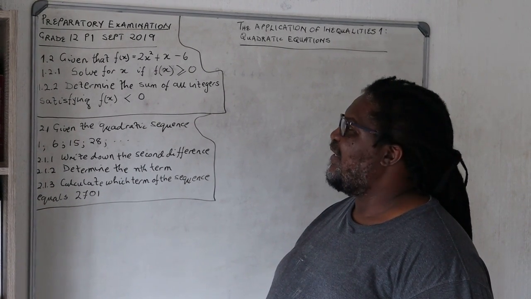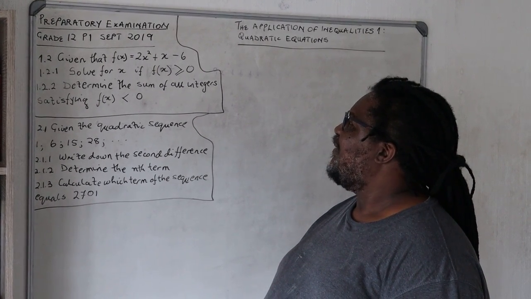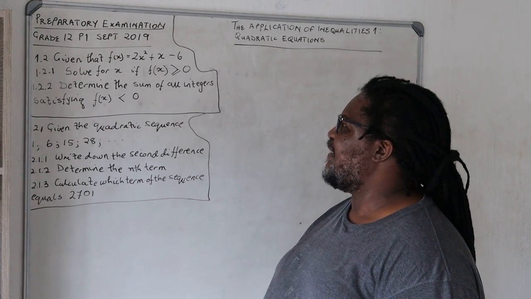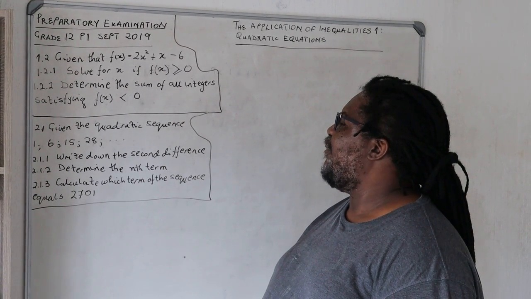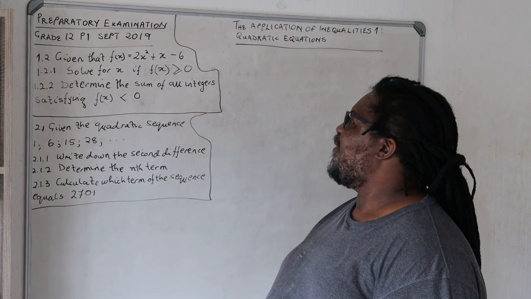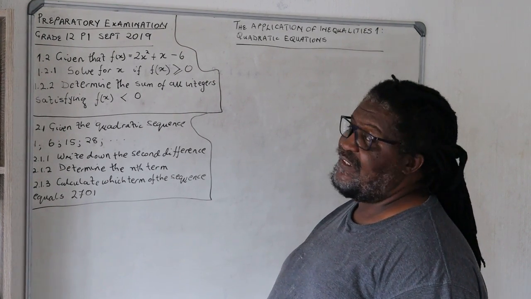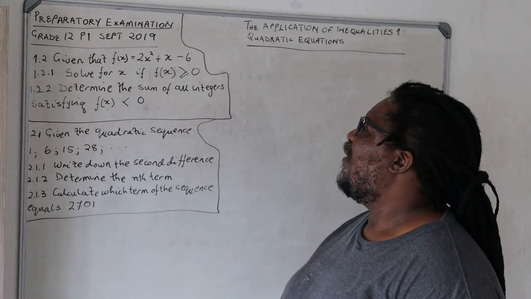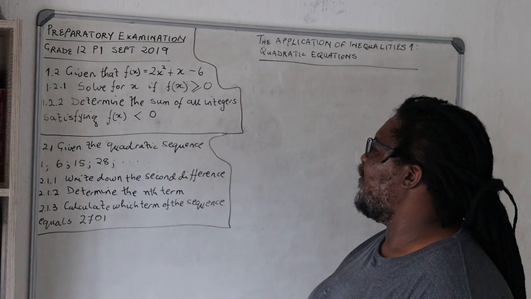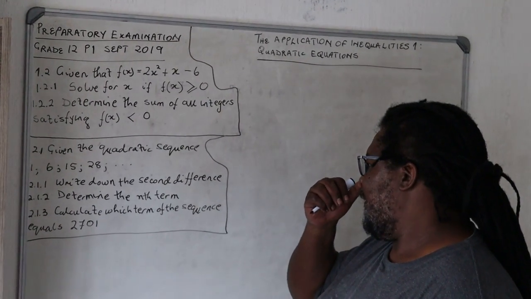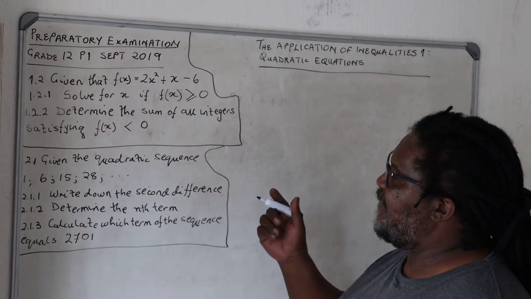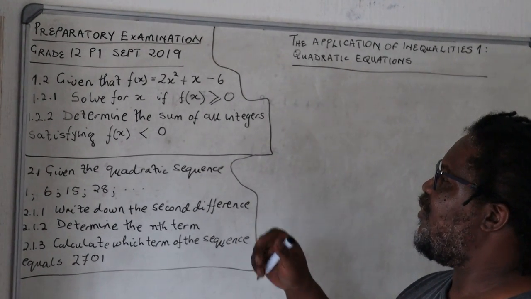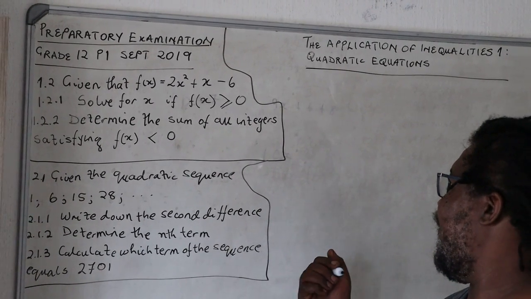In this presentation, we have a question which was part of the preparatory examination at grade 12. It was in paper 1 of September 2019. I have taken part of question 1 and part of question 2. We will do them separately, although here they are shown on the board together. So the first part, which covers question 1.2, is the one that we are going to consider here.